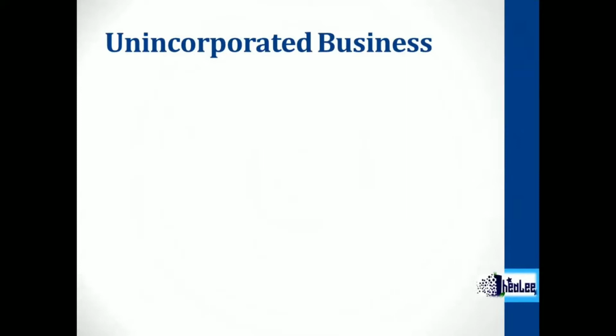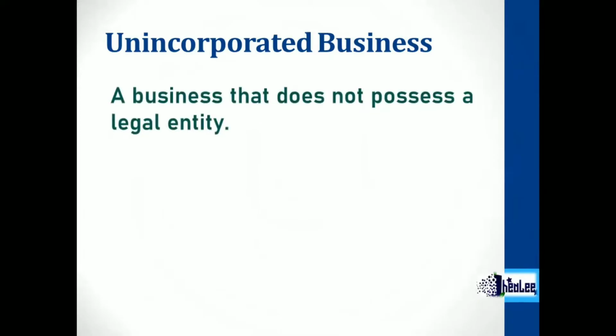Now, what is an unincorporated business? That's a business that does not possess a legal entity. And we know, for example, that a company is a legal entity. A legal entity, remember, is separate, the business is separate and apart from its owner. So the business can be sued or it can sue others or other companies.